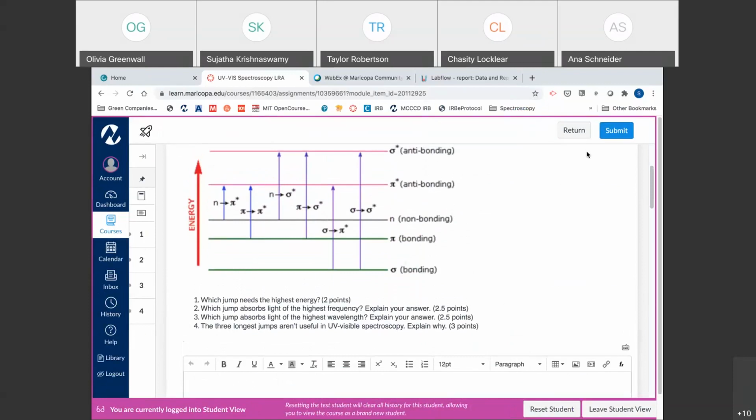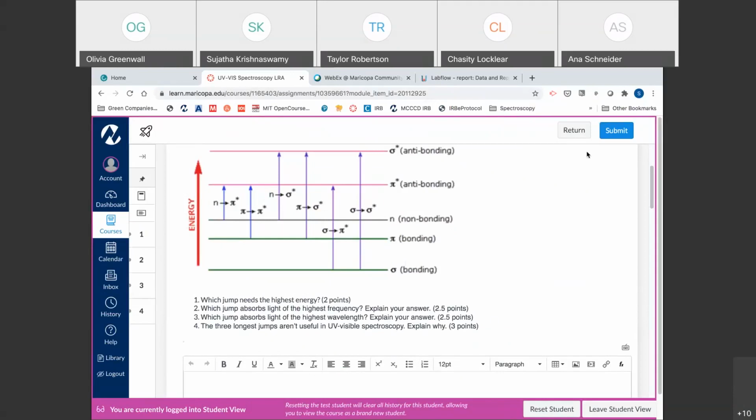Sigma to sigma star, very good. That is the highest energy. So which jump absorbs light of the highest frequency? Keep in mind, the higher the energy, the higher the frequency. So the highest frequency will also be sigma to sigma star. Higher the energy, higher the frequency, lower the wavelength, okay?